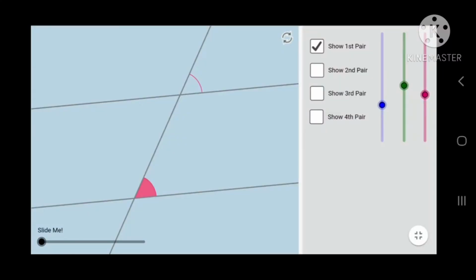So let's explore corresponding angles. As we know, when a transversal intersects two parallel lines, four pairs of corresponding angles are formed. And from the previous activity we have seen, corresponding angles are always equal for parallel lines. So here we can see the first pair. Let us check whether these are really equal or not.